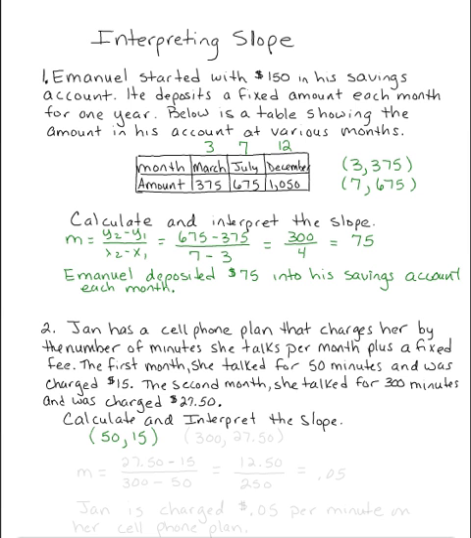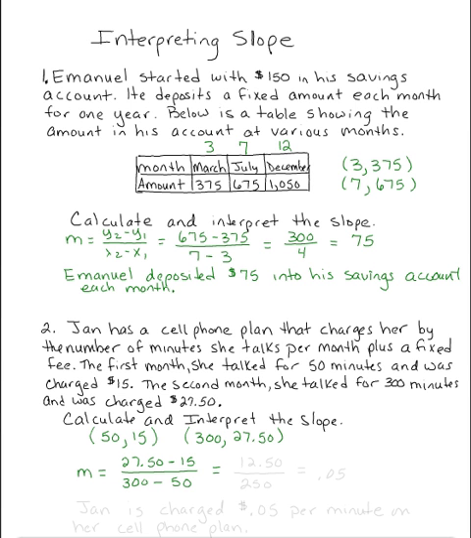Now, we also know that the second month, she talked for 300 minutes and was charged $27.50. Well, that would be our second point. So for 300 minutes, we have $27.50. Again, remember, that's all we need to calculate the slope is 2 points. So here we're going to go ahead and calculate. So the slope is going to be y2 minus y1. So it takes $27.50 minus 15. And then we're going to do on the bottom the x's. So then we're going to take 300 minus 50.